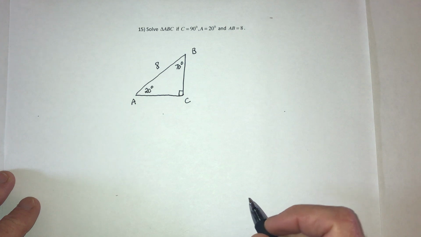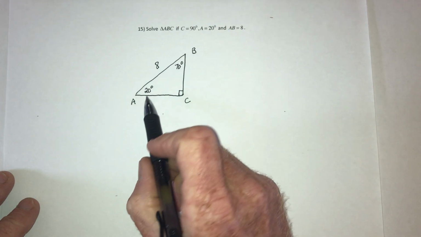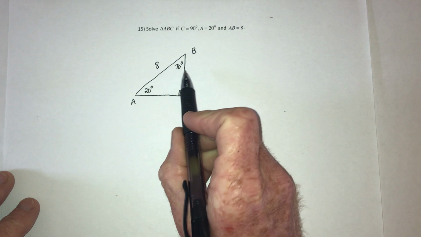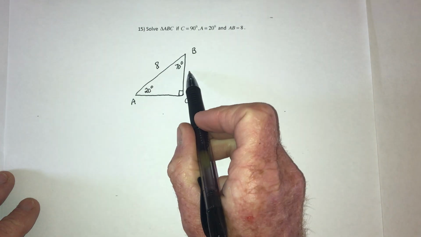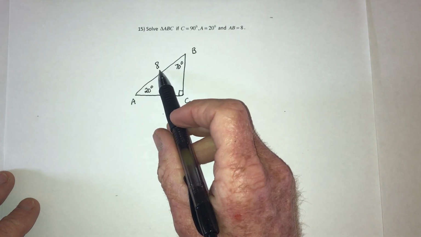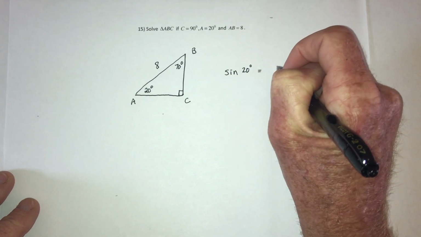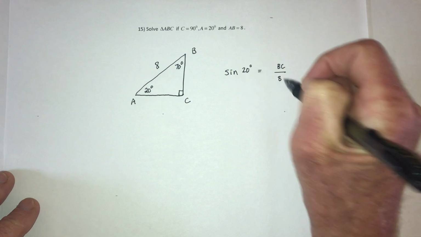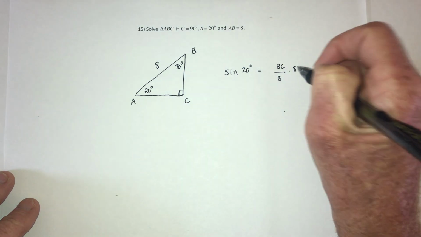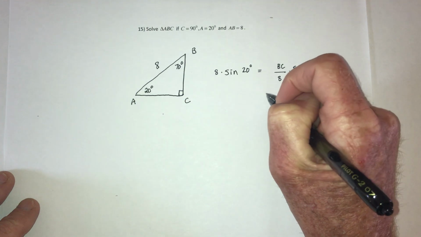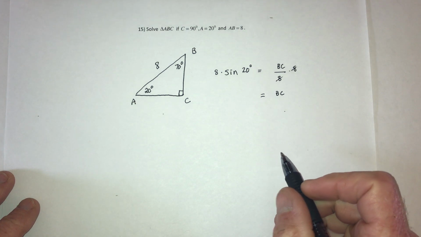What about the sides? So to find this side, which is called BC, I'll use the 20 degrees, and this would be opposite over hypotenuse. And which trig function is opposite over hypotenuse? Good job, it's sine. So sine of 20 degrees equals the opposite over the hypotenuse. Now to solve for side BC, just multiply both sides by 8. Gives me a sense of satisfaction to cross off those 8s.